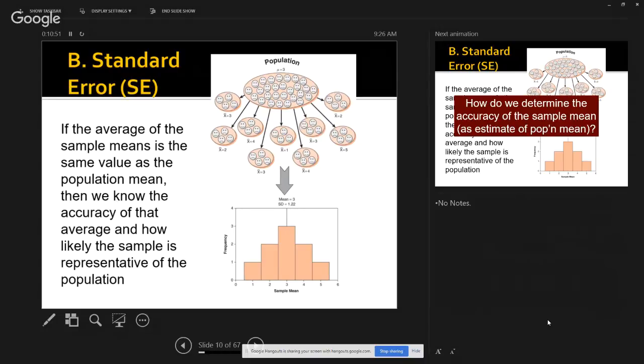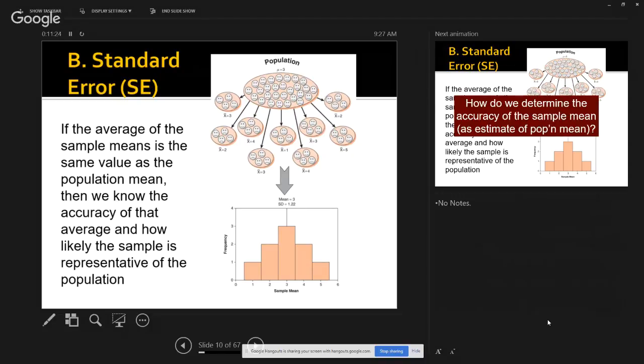So when we look at standard error, what we're looking at is whether the average of sample means is the same value as the population mean. Notice here, when we plot all the different means from the different samples, we get a mean of 3, and that is the same as in the population, a mu of 3.